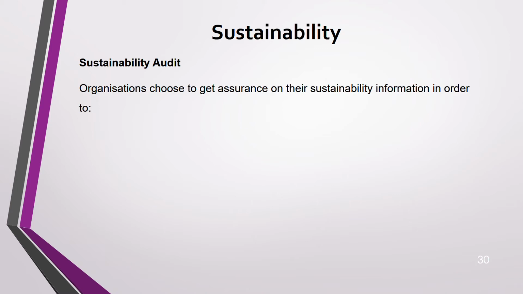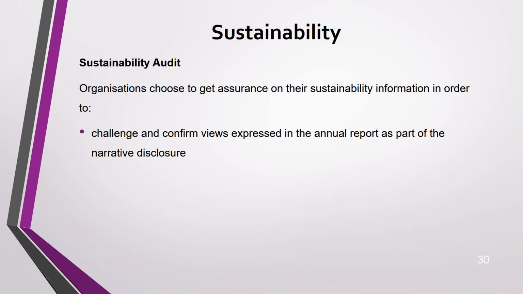Okay, financial statements, we understand. You want to show your, because it's required by the law. Okay, if financial statements are audited, it means you can rely. But why sustainability information? You want to get assurance. Number one, because you want to see whether it is in line with the annual report or not. The narrative disclosure is in line with the annual report or it's going against it. Either it might confirm that whatever is there in the annual report is correct. One. Second, it might go against it. It might challenge.